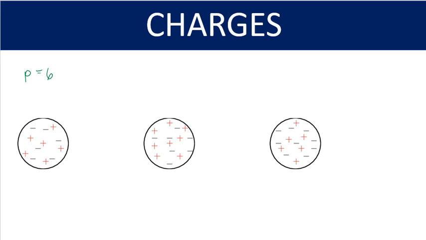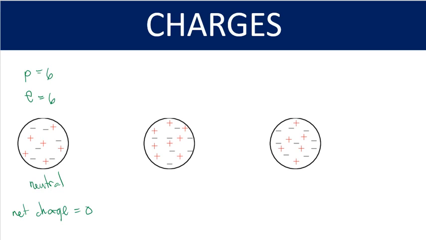I'm now going to count the number of electrons. These are the negative charges. 1, 2, 3, 4, 5, 6. 6. Because the number of protons and the number of electrons are the same, my atom here is neutral. In other words, the net charge is 0.